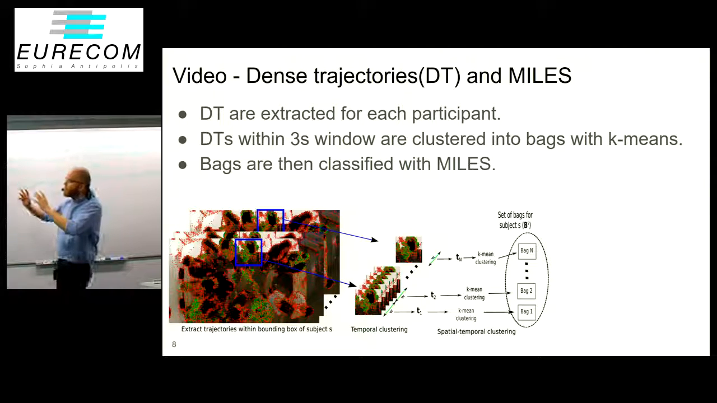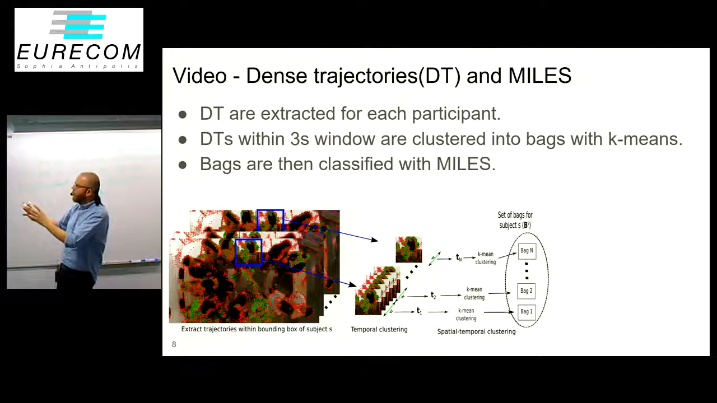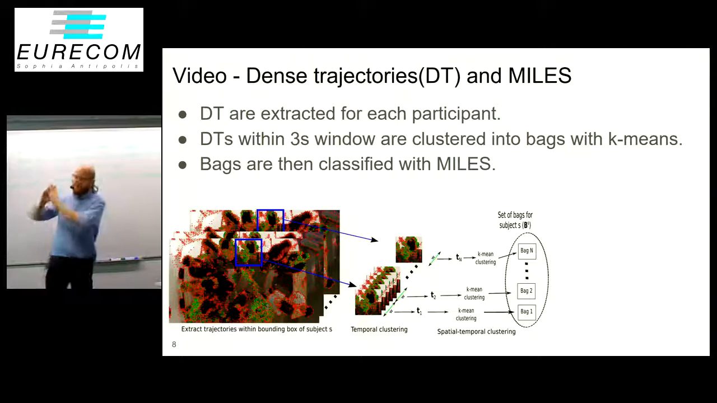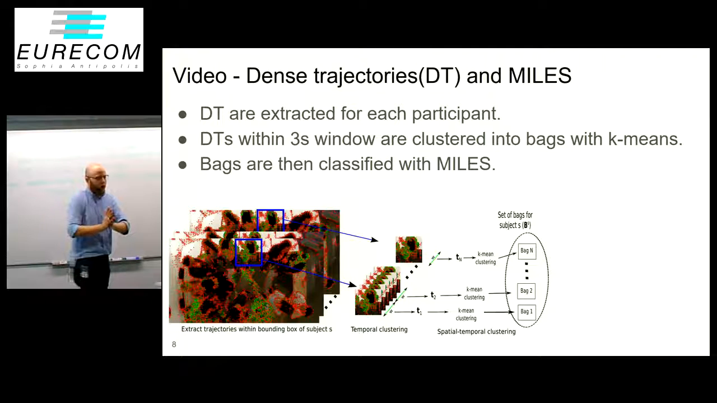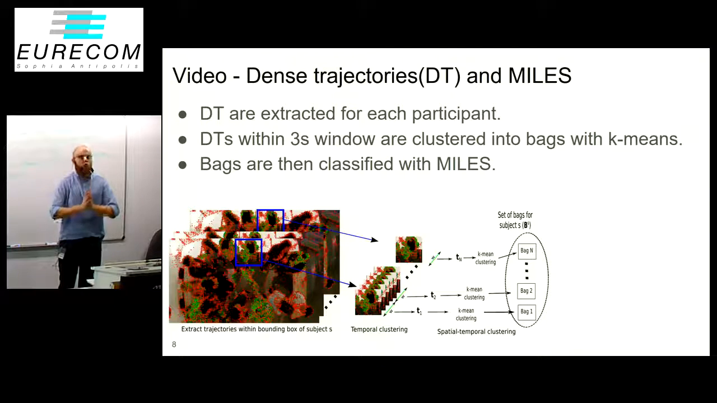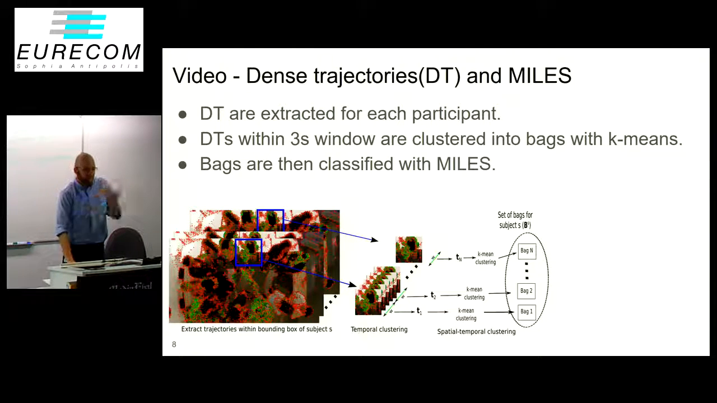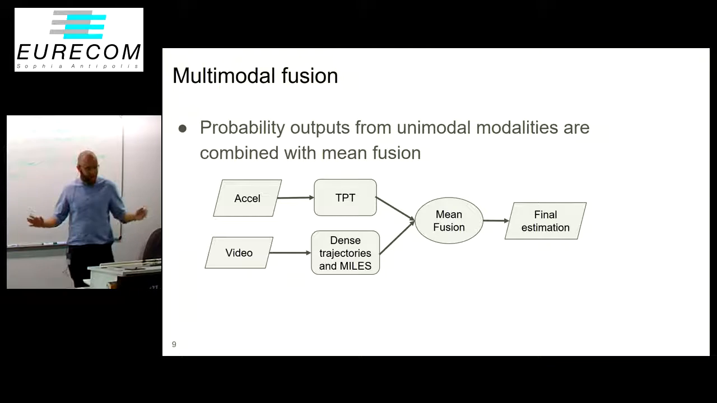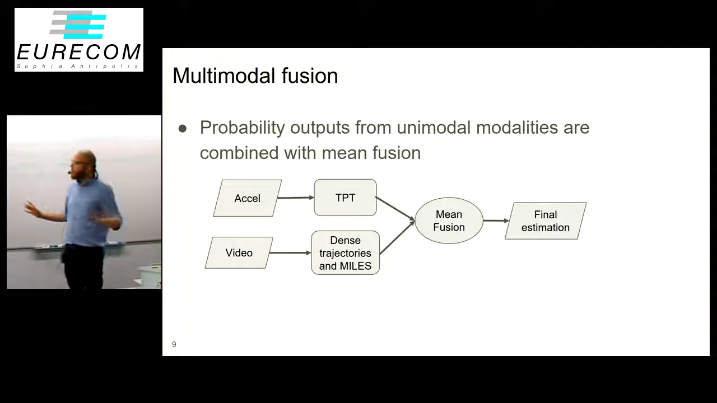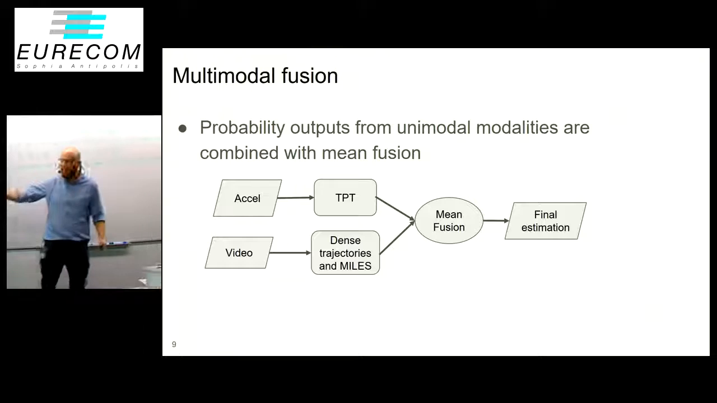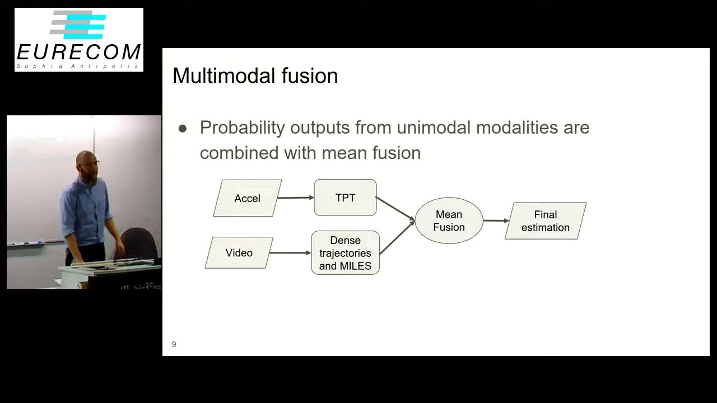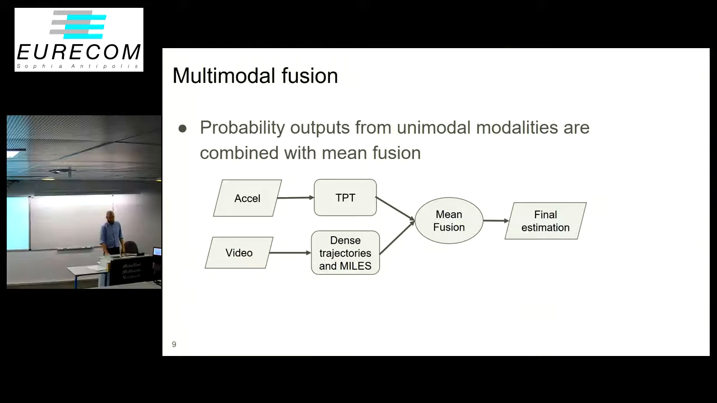Basically, what we do is we extract the dense trajectories, we cluster them spatio-temporally into these bags, and the MILES method, this multiple instance learning method, learns to classify the bags. So you can have bad instances in the bag, but if there are good instances, then you will classify this bag as speech in our sense. And the multimodal fusion is just, we didn't do anything special. We get the estimations from acceleration, we get the estimations from the video, and in the end we average the estimations to get the final one.